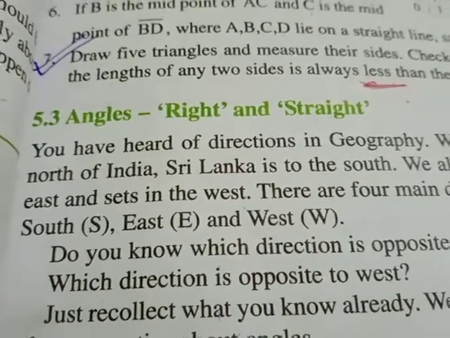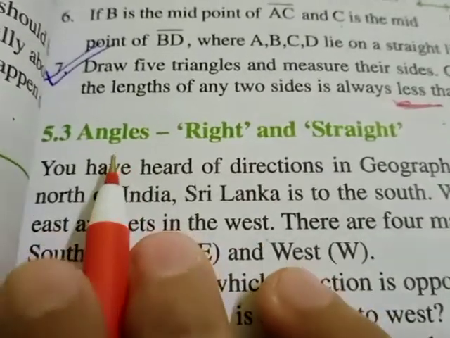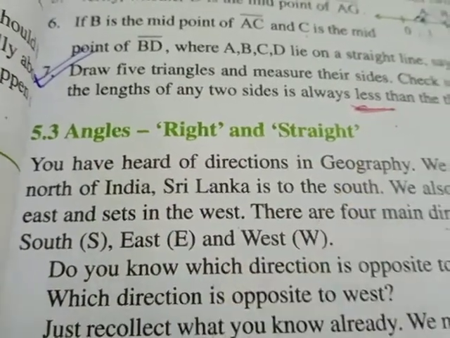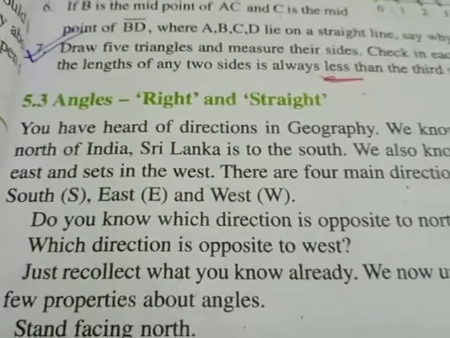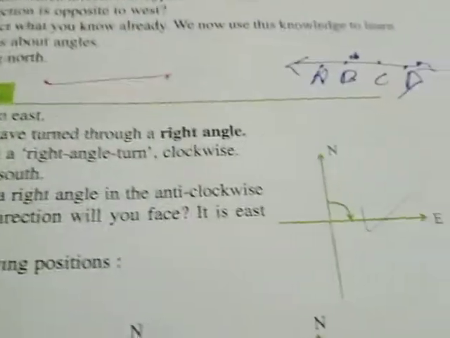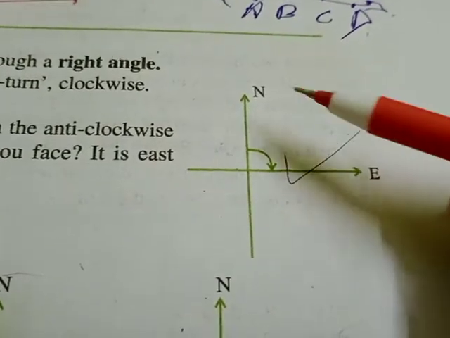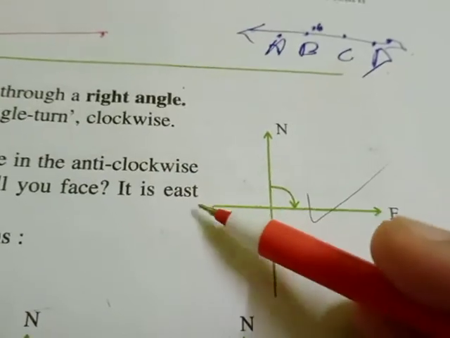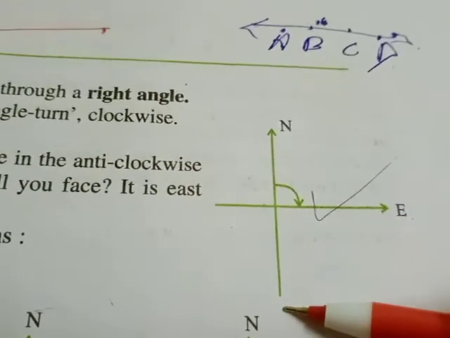In this session, we'll discuss angles, right and straight angle. You see, we have four directions: north, south, east and west, right? If you see here, this is your north, this is east, then here it is west and then south.